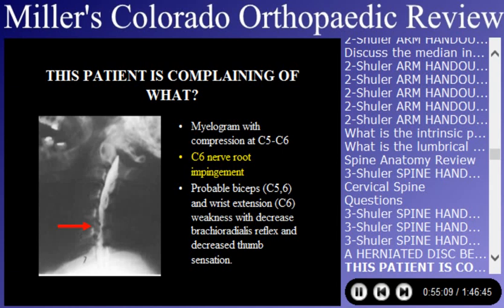C6 nerve root impingement, probable biceps, or even wrist extension, most likely wrist extension weakness. They won't complain of brachioradialis reflex, but you'll determine at an examination they will complain of decreased thumb sensation.